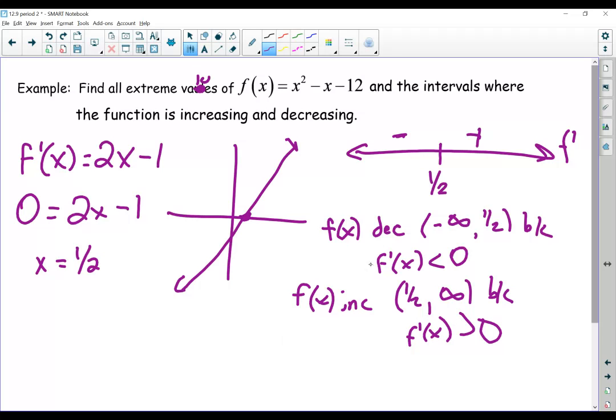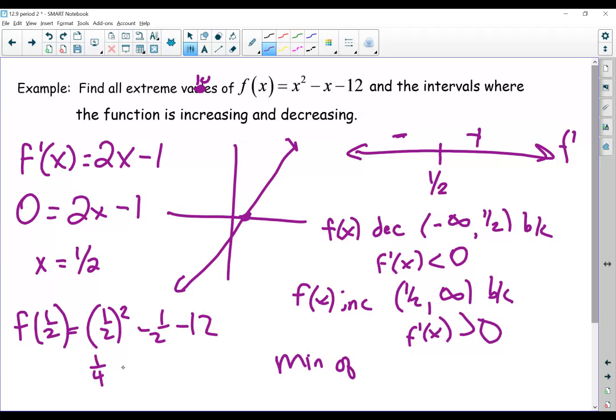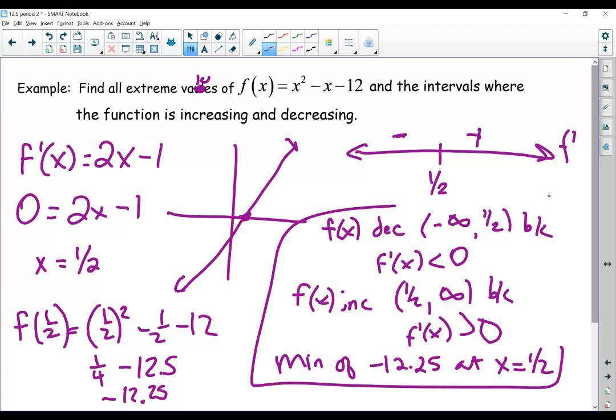Okay, now what does that mean is happening at 1/2? If I go from the negative side to the positive side, this is a local min. So we have a min of, let's find it, f of 1/2. 1/2 squared minus 1/2 minus 12. That's 1/4 minus 12.5, negative 12.25. So min of negative 12.25 at x equals 1/2. You're probably like, Ms. Bowman, that was super fast decimal work. You betcha. Okay, let's try another one.